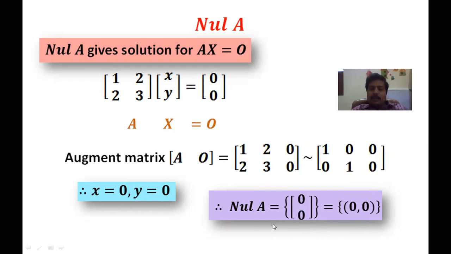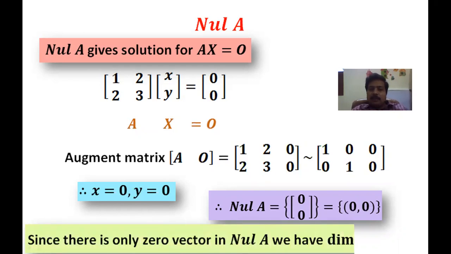So the dimension, we can say, is 0, since it is a 0 vector. So the basis for null A is only the 0 vector. There is no other vector other than the 0 vector in the basis of null A. So the dimension of null A is 0. So this is about this example.